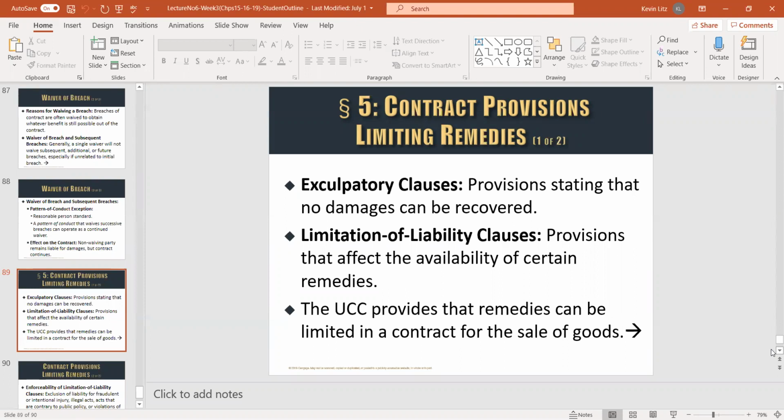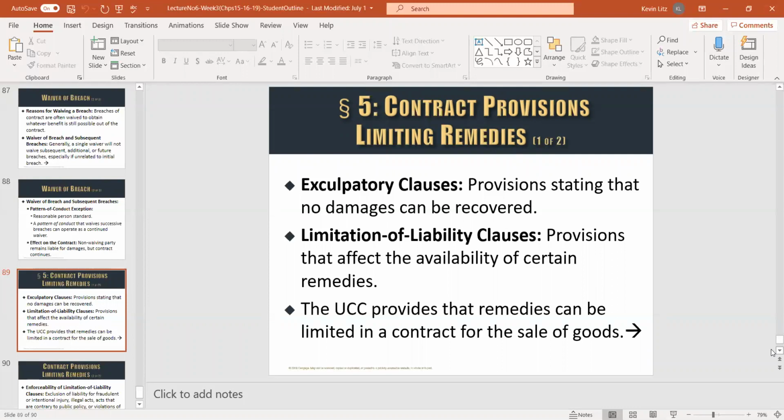Let me give you an example. If I put a sign up on my front lawn that said not responsible for injury if you step on my lawn, and you step on my lawn and I run out and hit you with a hammer, just because I have a sign up doesn't mean that I'm not responsible. Those exculpatory clauses are often just absolutely unenforceable.